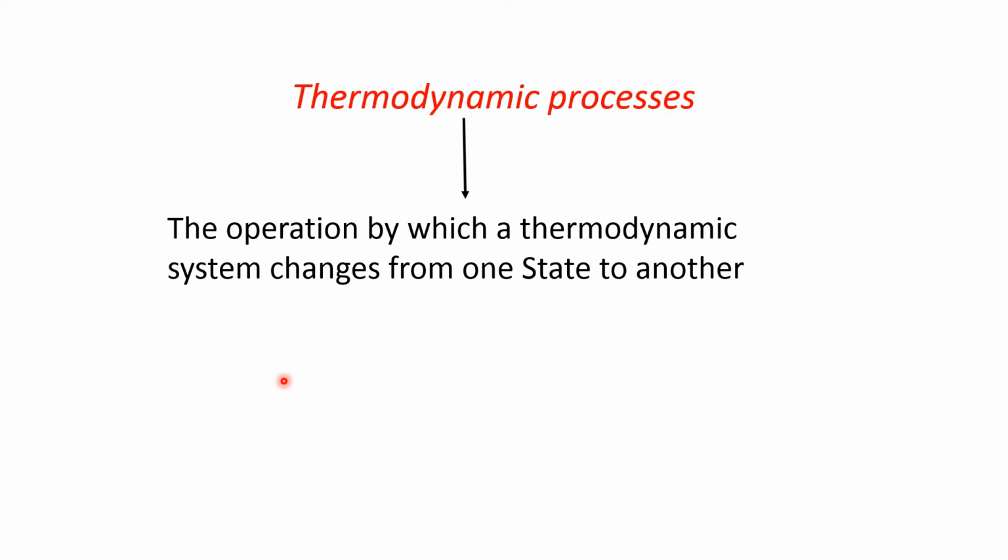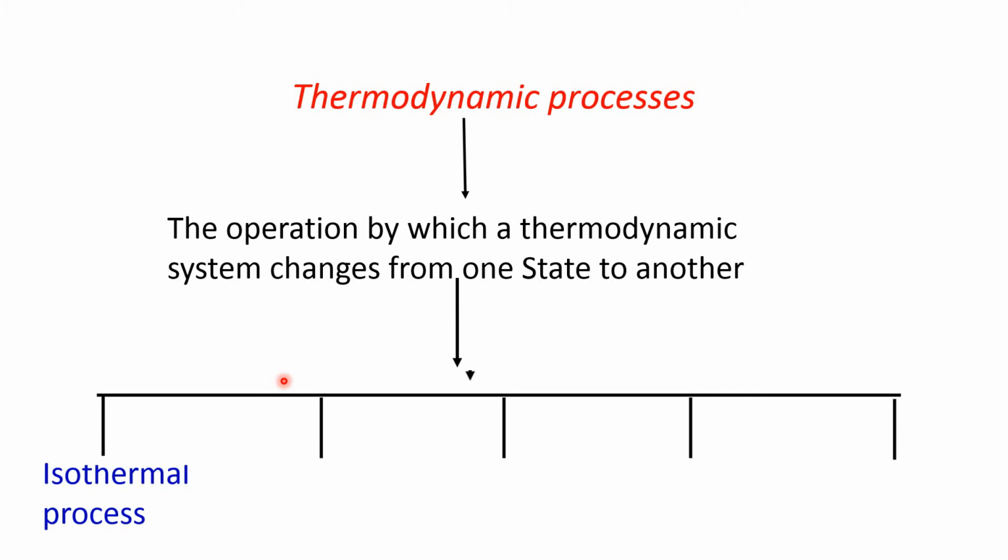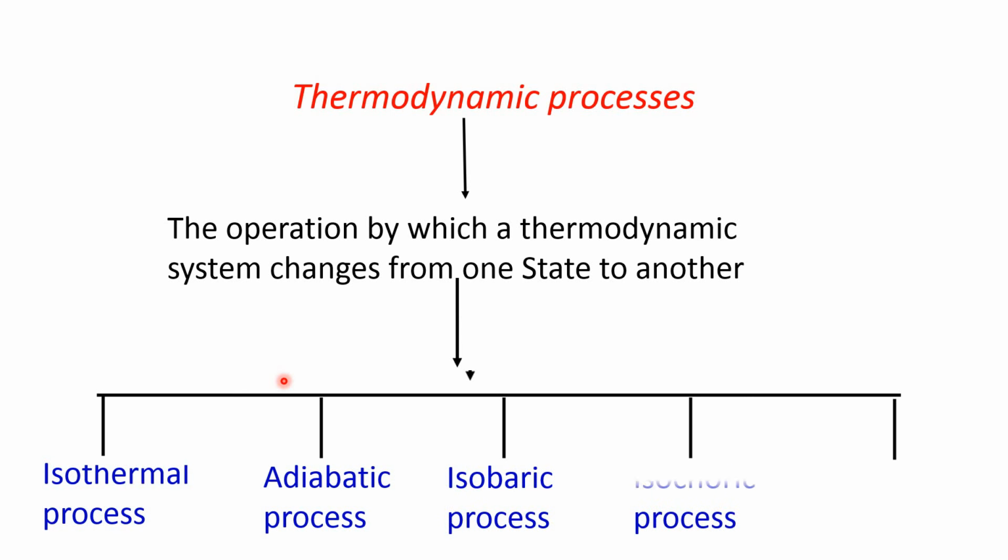Now these thermodynamic processes are of different types. Now let's see. Isothermal process, adiabatic process, isobaric process, isochoric process, and finally cyclic process. Now let's learn one by one about these processes.